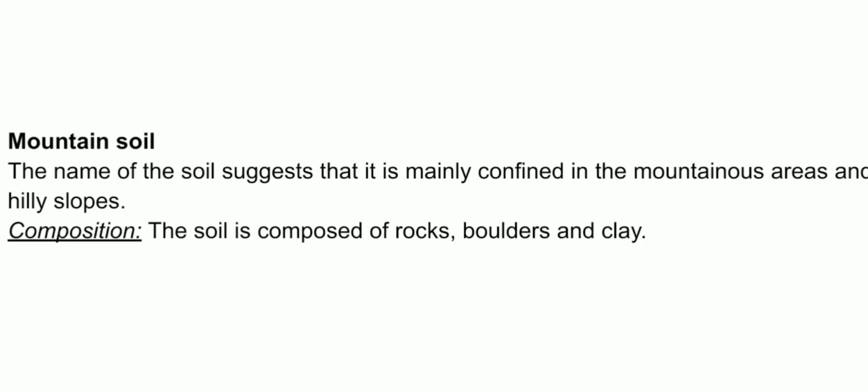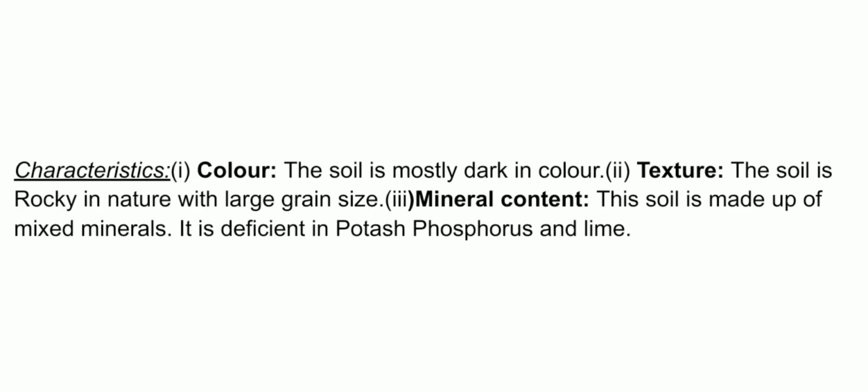Mountain soil. The name of the soil suggests that it is mainly confined to mountainous areas and hilly slopes. Composition. The soil is composed of rocks, boulders, and clay. Characteristics. Number 1, color. The soil is mostly dark in color. Number 2, texture. The soil is rocky in nature with large grain size. Number 3, minerals content. This soil is made up of mixed minerals. It is deficient in potash, phosphorus, and lime.